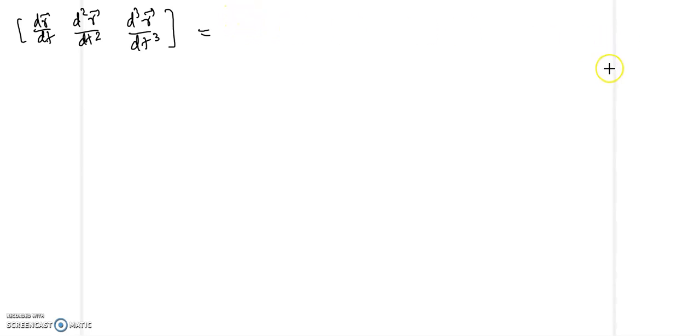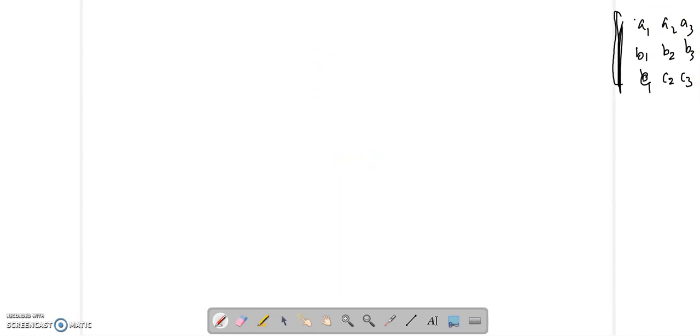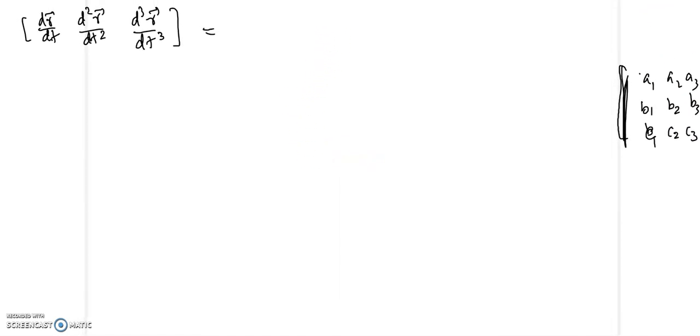So that will be given by the determinant where the components will be, first the components of a, a1 a2 a3, then the second vector's b1 b2 b3, then c1, c2, c3. So here you will be having the determinant where the first row will be components of dr by dt, the second row will be d square r by dt square, and third row will be components of d cube r by dt cube. So let us write down the determinant.